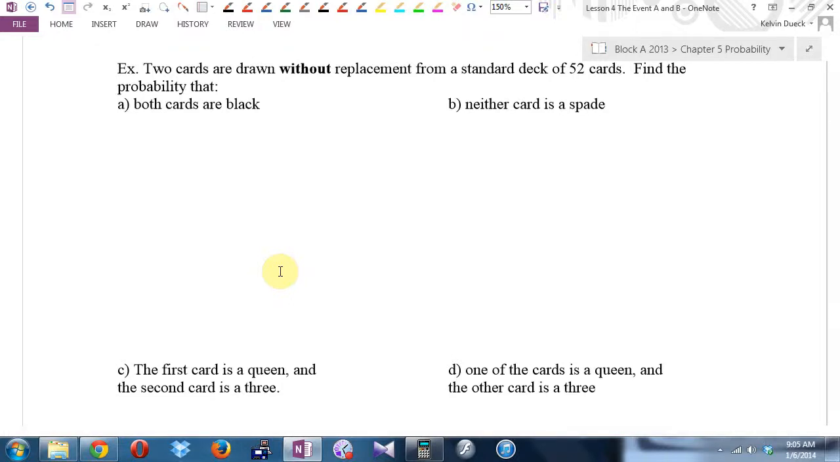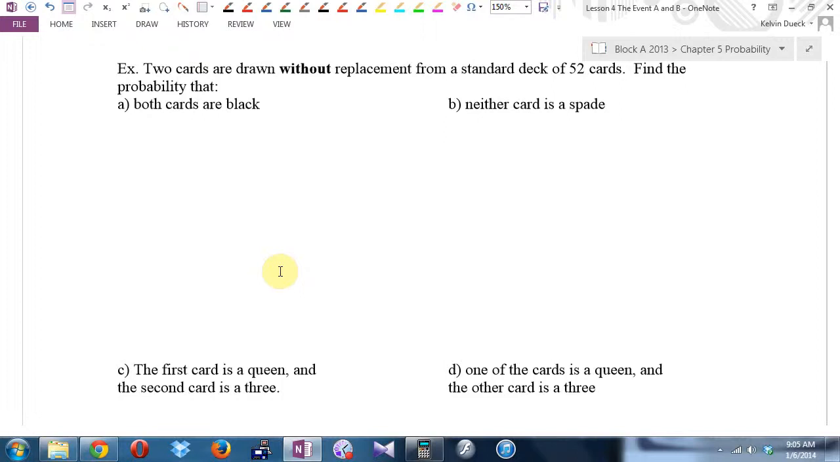Connor, my friend, can you read to me this next example? Stop. How many cards? 2. I think I'm going to use a tree for 2 cards. Keep going. Drawn without replacement. Okay, without replacement means it's going to be dependent. The fractions on the branches are going to change on the second level depending on which branch I go down on the first level. Okay? From a standard deck of 52 cards, find the probability.